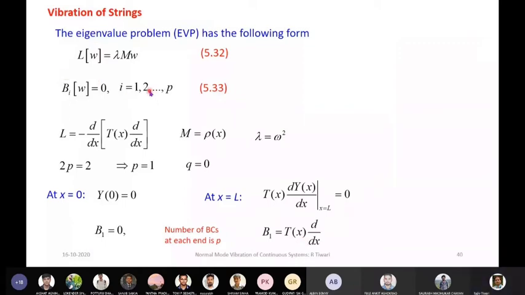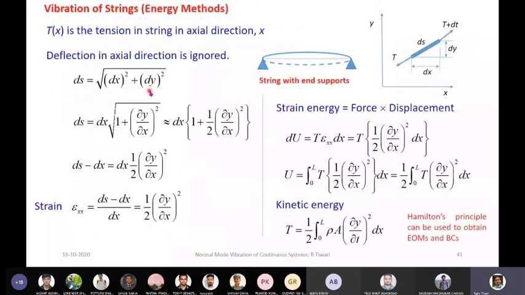Now, as I mentioned in the previous case, I obtained the equation of motion using Newton's law. But here the main focus is to represent the energy and then use Hamilton's principle. So I'm just deriving the potential energy and the kinetic energy for the cable, and the equation of motion and also the boundary conditions we can get from Hamilton's principle.